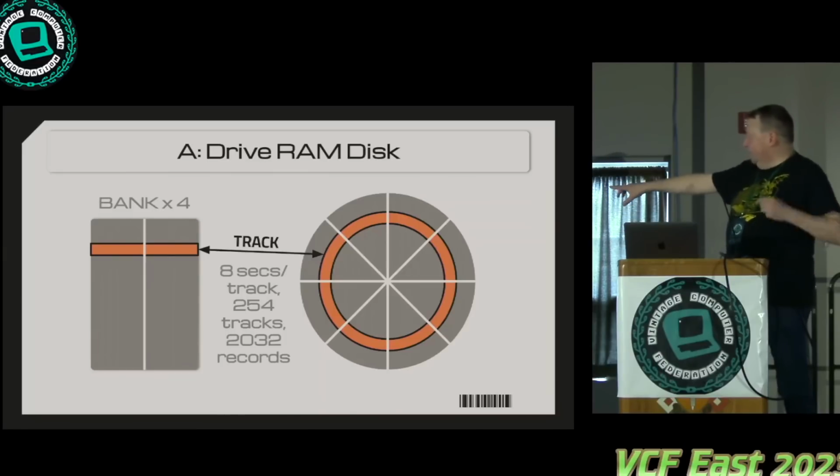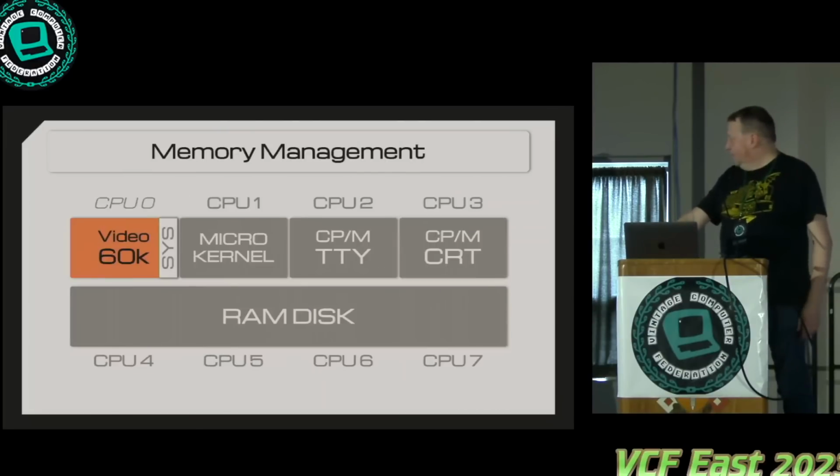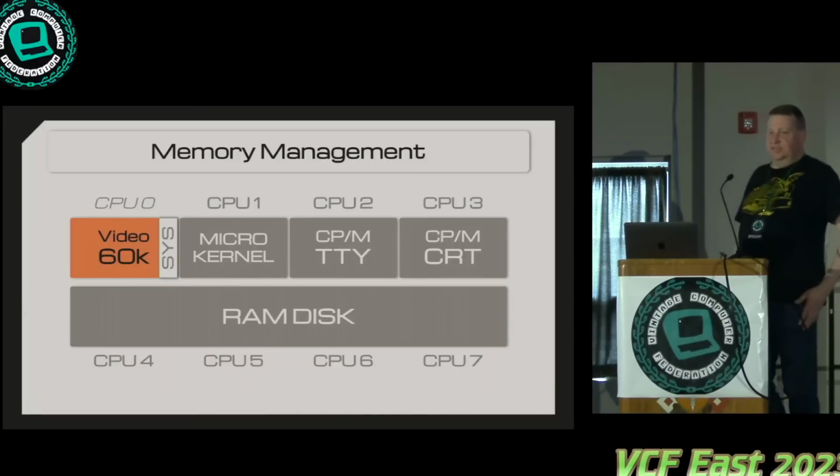Yeah, this is what the actual RAM disk looks like. I take 4 banks of memory. Each page is like 2 records in CP/M. They're 128 bytes each. And I stitched the 4 pages together to create 8 sectors per track, 254 tracks. So there's 2,032 records on that disk, about 254K, which is about right for the 1970s.